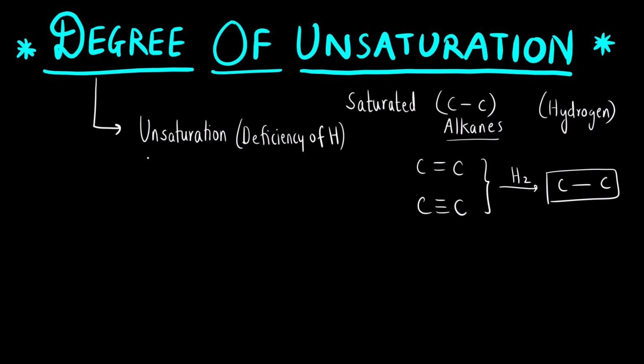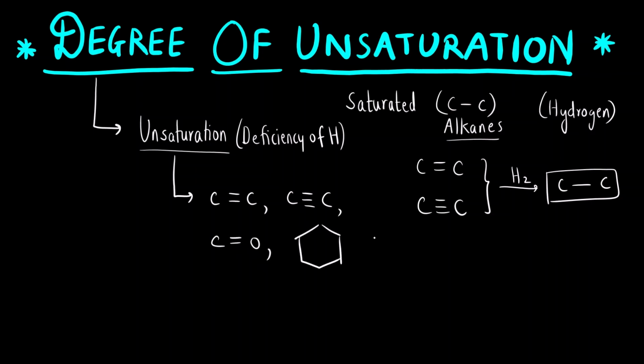By finding out the degree of unsaturation, we can come to know whether a compound has any unsaturation, which means any double bond, triple bond, or carbonyl group, or if any ring is present, a six-membered ring, a five-membered ring, or a cyanide group. Wherever there are pi bonds or a ring present in the molecule, we can come to know that with the help of the degree of unsaturation.